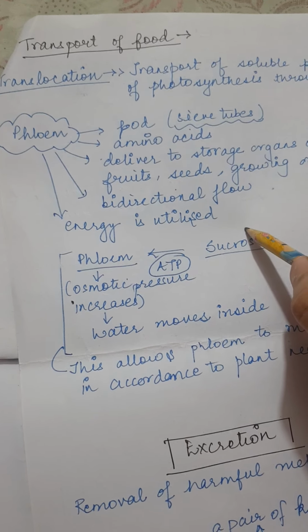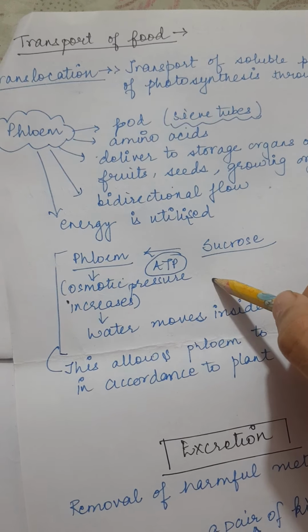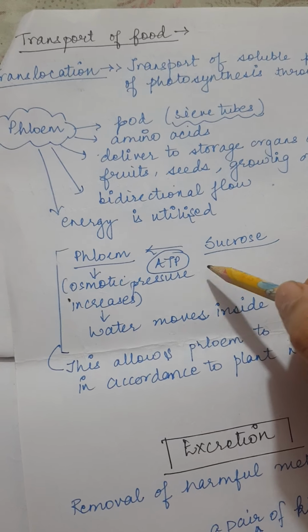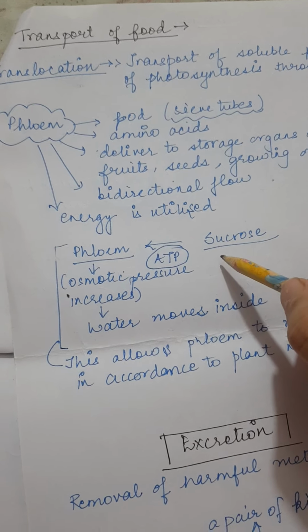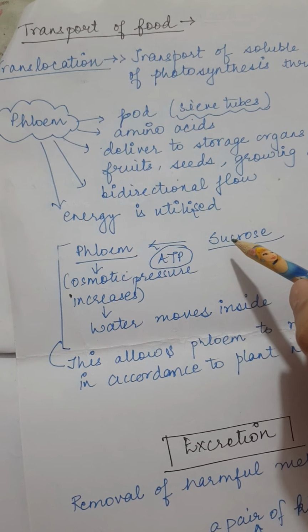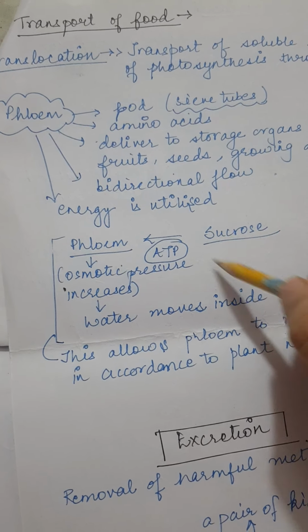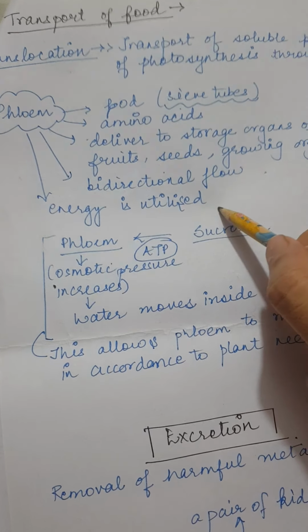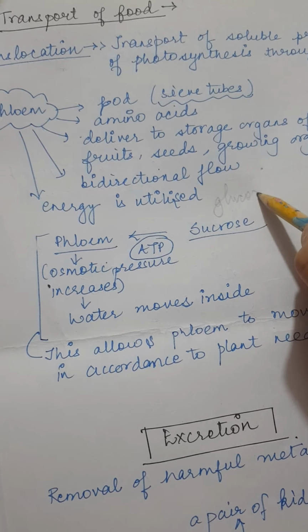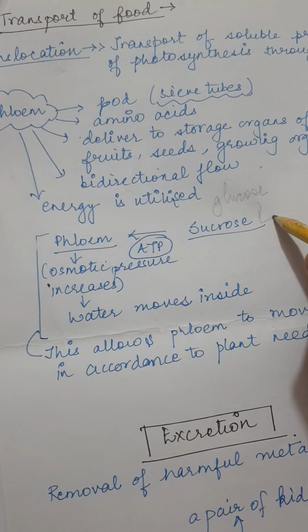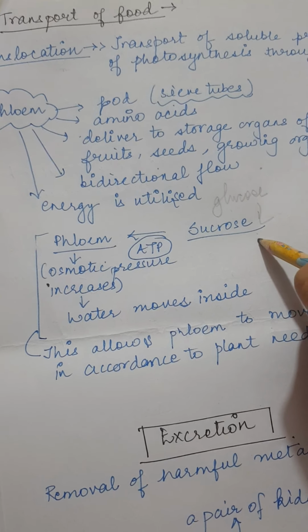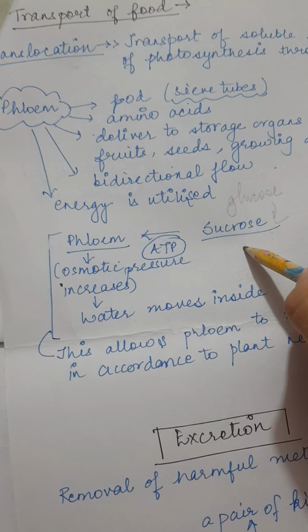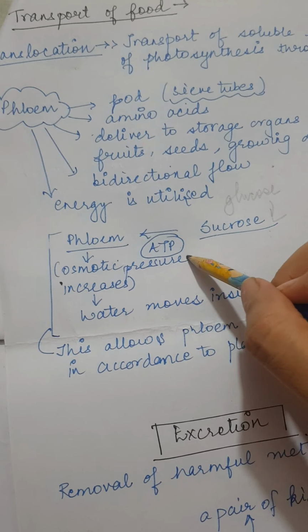First, energy is utilized in this process in the form of ATP. So what is happening actually? Again, there is an osmotic difference. Again, through the process of concentration gradient, this transport is happening. Now how? The glucose which is produced in the process of photosynthesis is converted to sucrose as a reserve food material. Now with the help of ATP through the phloem, what happens in the leaf?